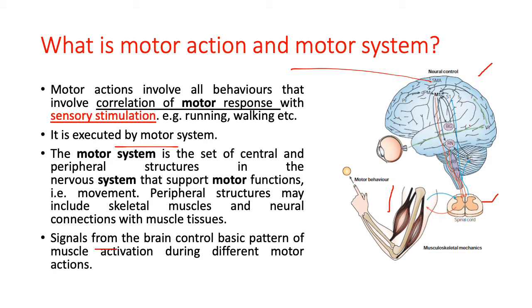Okay, signals from the brain control basic patterns of muscle activation during different motor actions. So overall the message is, whatever motor action you are performing, you are kicking a ball, you are throwing a shot put or javelin, anything you are doing in sports or in day-to-day life, the nervous system is involved at the back end, and that is very important. If somehow you have some problem there, you can't execute motor actions. So this is the message, very clear and loud.